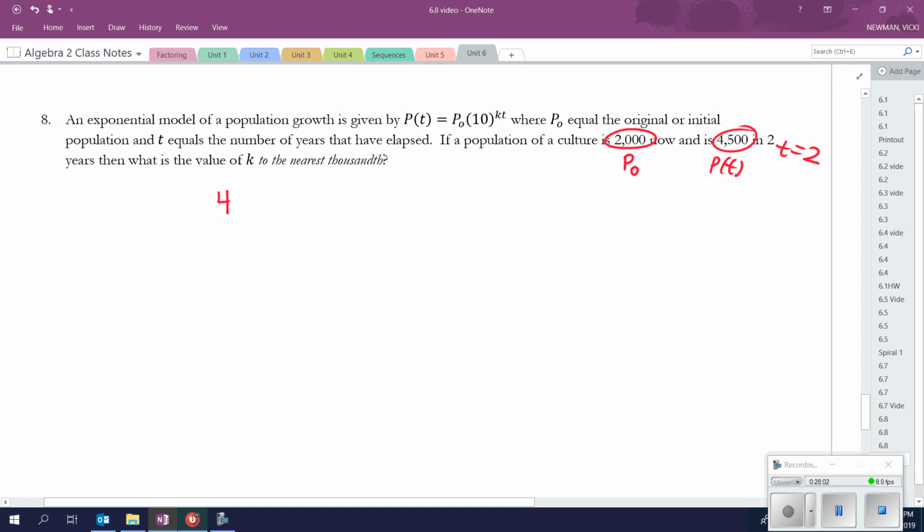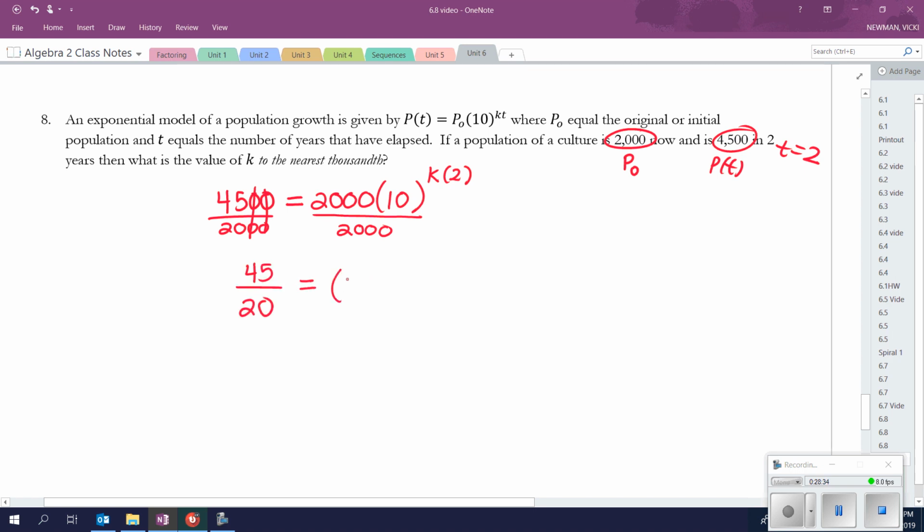So 4,500 equals 2,000 times 10 to the k times 2. All of the rules remain the same. Get the weird thing alone. So divide by 2,000. What's that? 45 over 20. I'm just going to leave it for now. I could do the math in my brain, but I'm tired. 10 to the 2k.